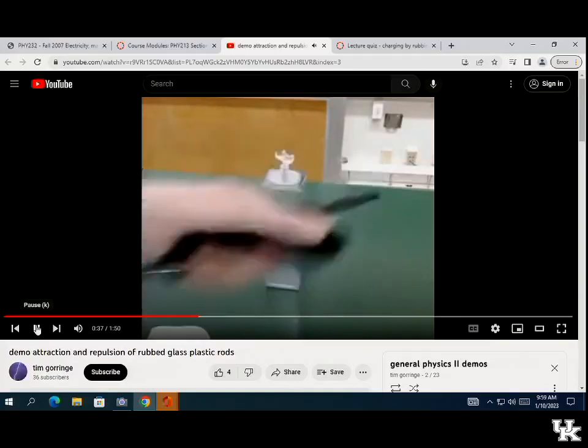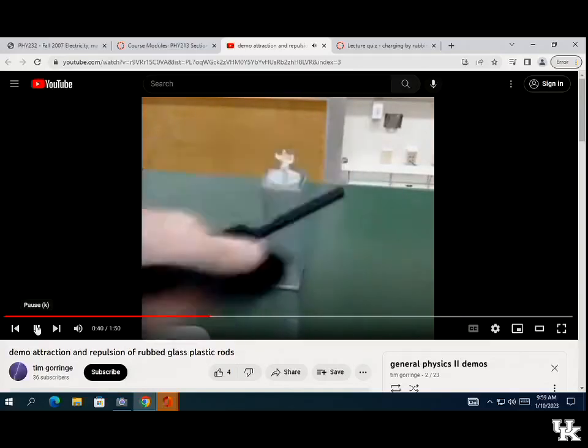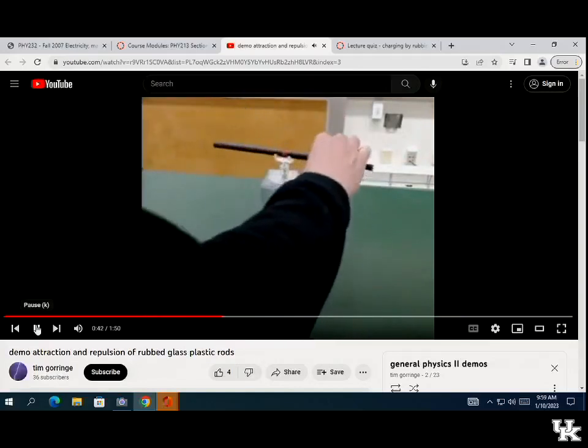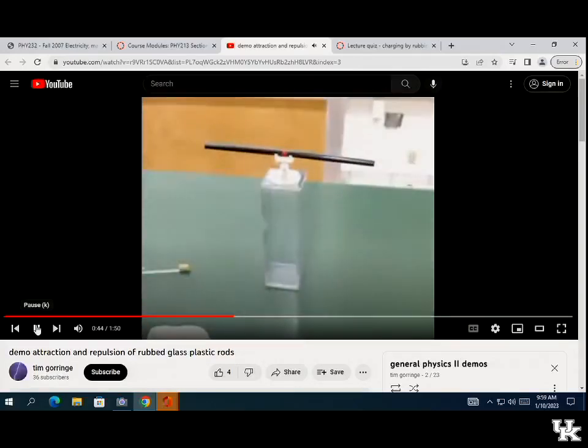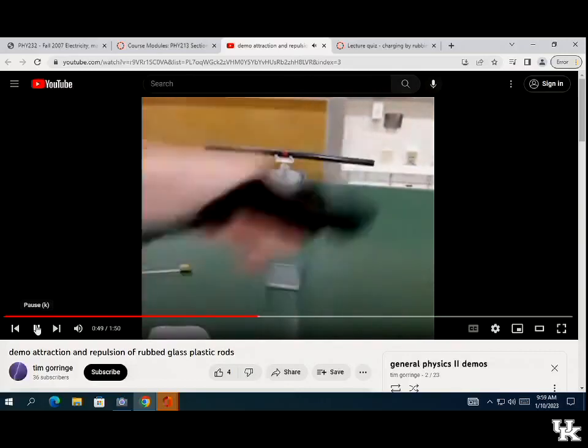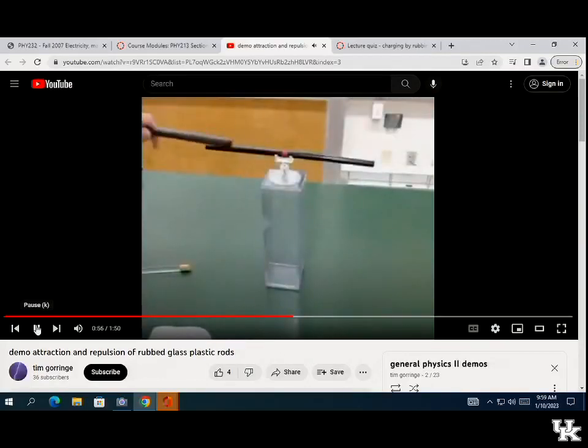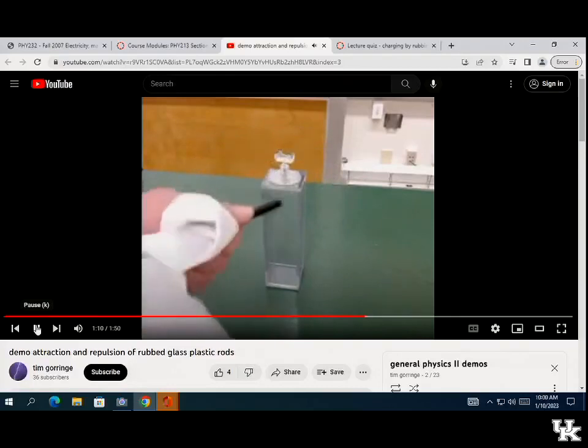I'm going to do the same thing with the plastic rods. Here's the one that I lost, I think. Yeah, that's the one I lost. And here's the one I still have. So I'm rubbing them with the cat's fur, and now let's see what happens. Again, the rod on the turntable is repelled by the rod in my hand. I did not touch them. So that's another example of like objects repelling one another.